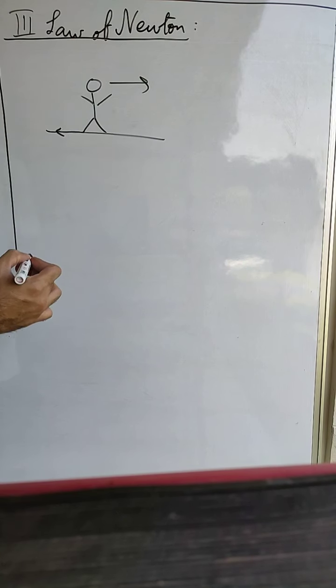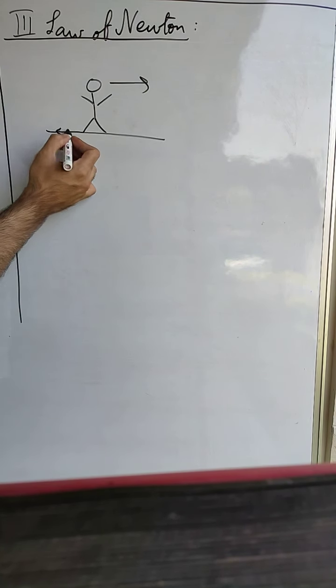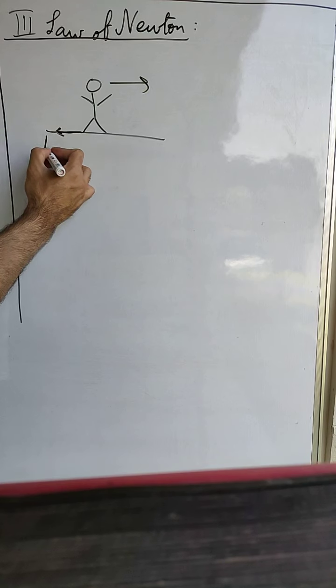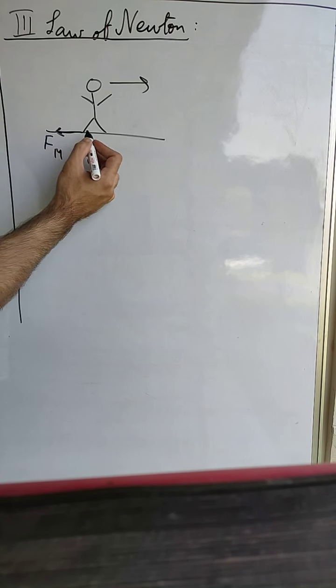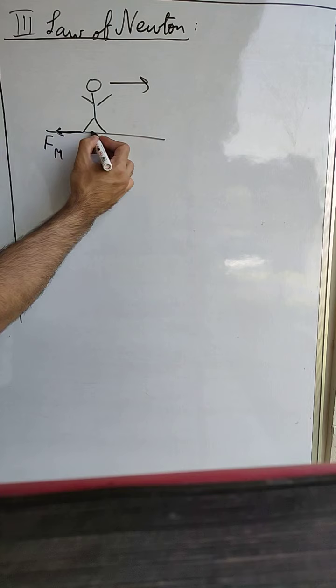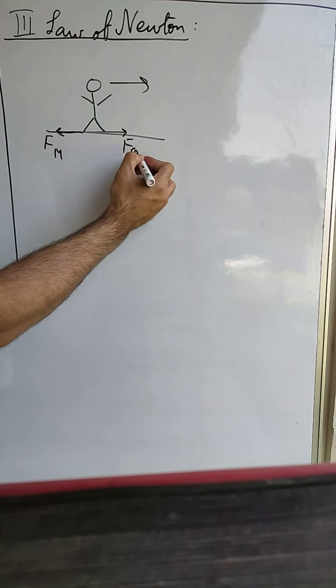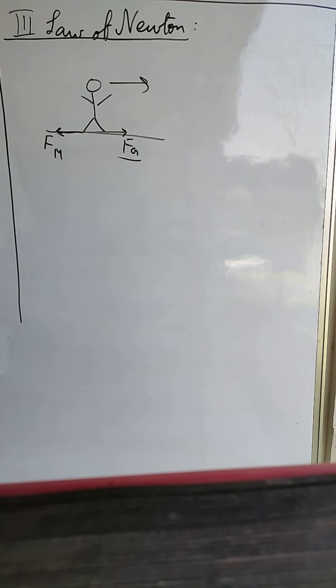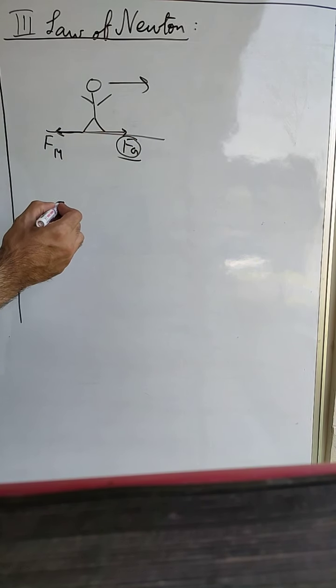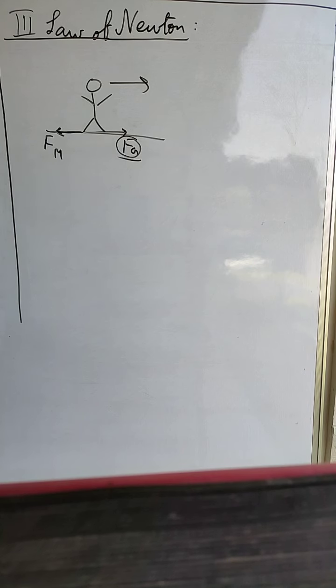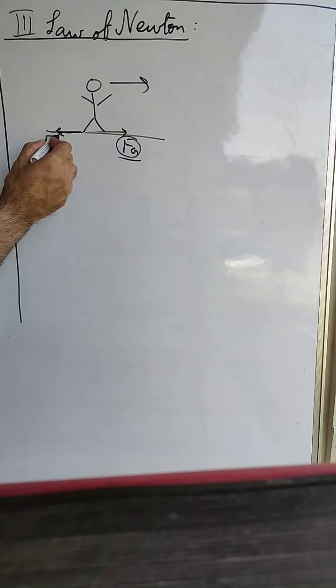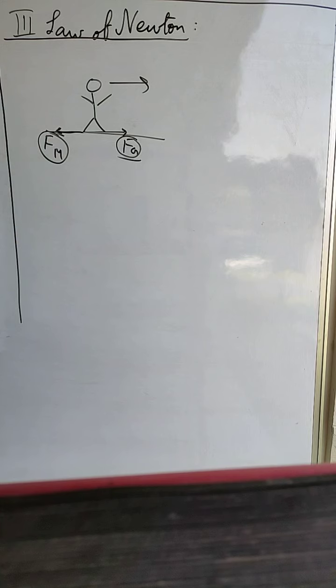ground in this direction. Now when the force is applied in this direction, Fm, then the ground applies an equal and opposite force in this direction, Fg. And because of this Fg we are able to walk. If this Fg is absent, let us assume that Fg, the force by the ground, is absent, then no matter how much force you apply on the ground, you will never be able to walk or run or jump.